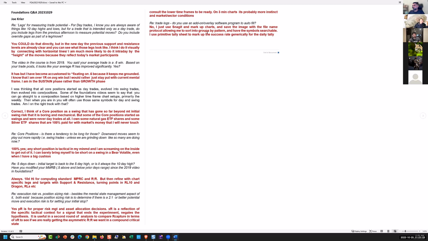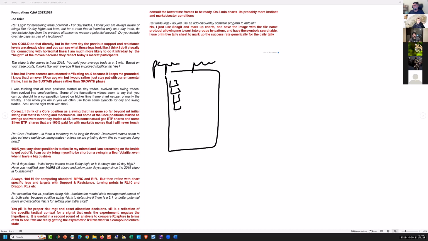Let's see. Trade logs. We're almost done here. Let's see. Do I do any other software? When it comes to trade logs, I mean literally, I use paper and a pencil, and I'm just tracking each little R multiple of it in pencil, and then there's sort of the daily aggregate, and that's just pencil, and then I put it into Excel for the daily score.